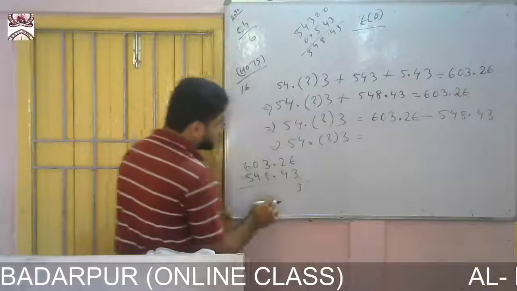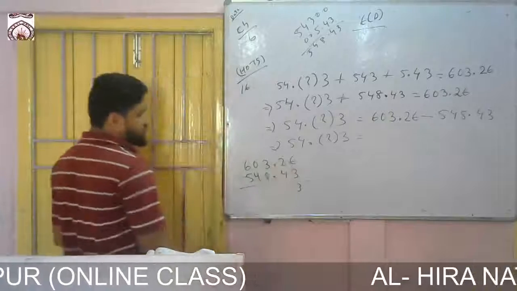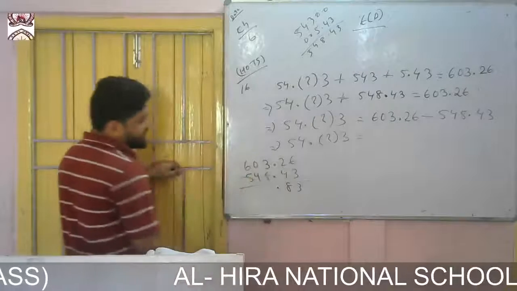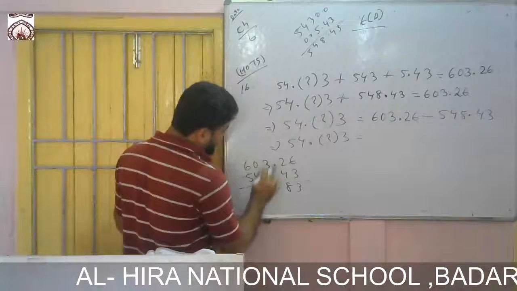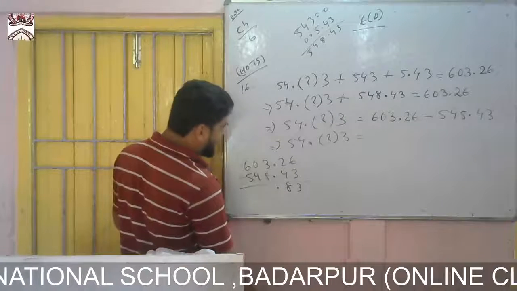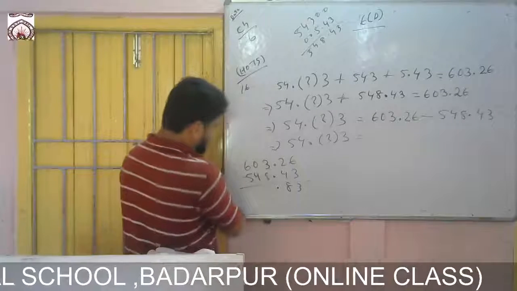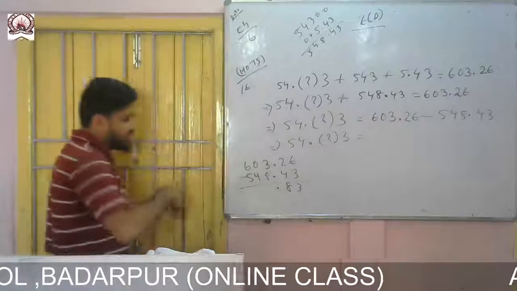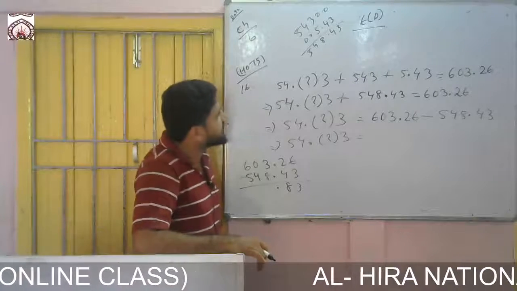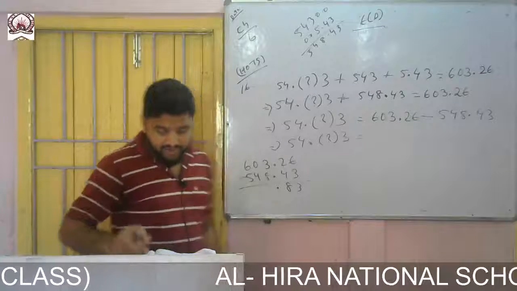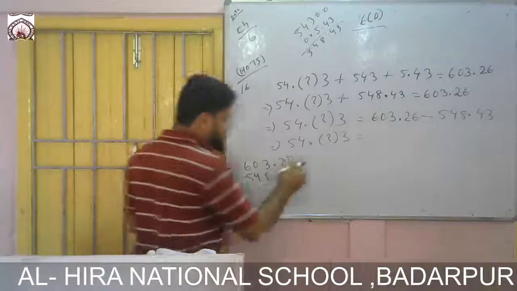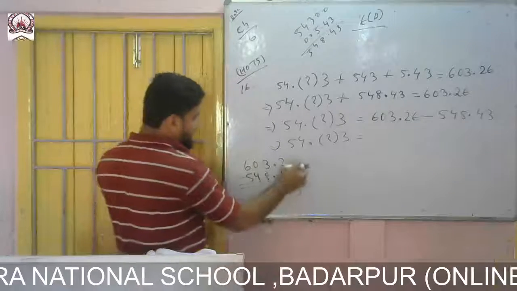Okay, then here what remains? 2. So 12 minus 4, it is 8. Here 2 remains. Again from there I took 12. 12 minus 4. 603.26 minus 548.43. Let me check the question: 543 plus 5.43, 603.26. So here you see, 6 minus 3, it is what?